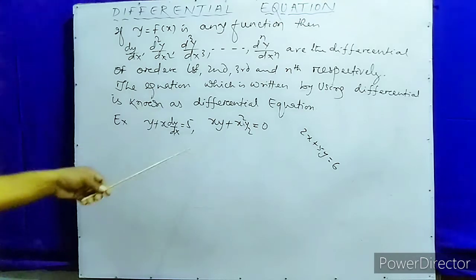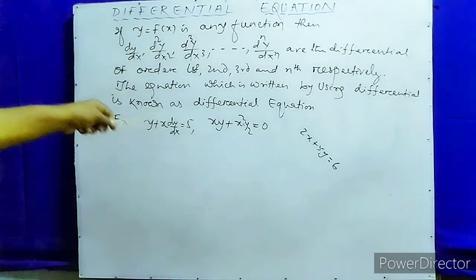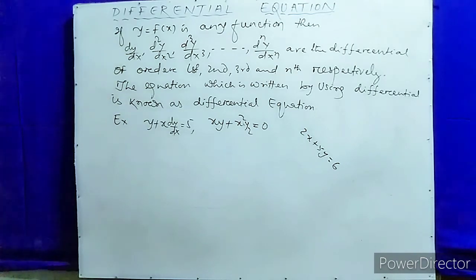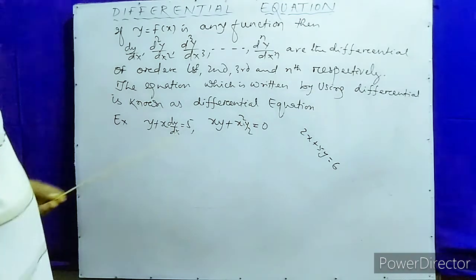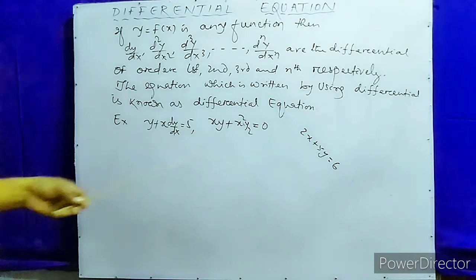This is y1 and y2. Y2 means this is the second order differentiation. Y1 means dy by dx, y2 means d square y by dx square, y3 means d cube y by dx cube. In this way, these are the differentials. This is a second order differential equation. This is the first order differential equation.